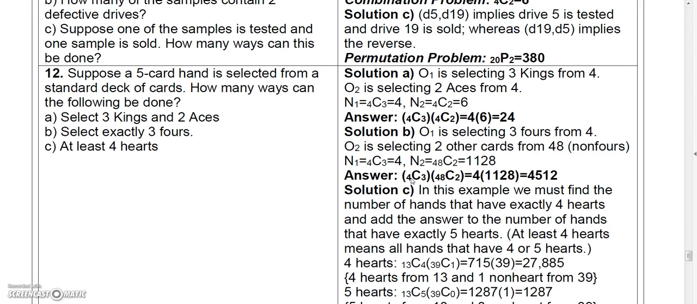And then operation 2, since it's a 5-card hand, would mean that you're going to choose 2 cards that aren't 4s, and you're going to choose from the 48 cards that are not 4s. So you have 4 choose 3, times 48 choose 2, and you multiply those together, and you get 4,512. Now this next one's a little tricky. It says at least 4 hearts.